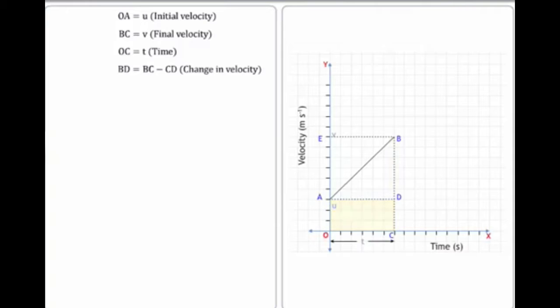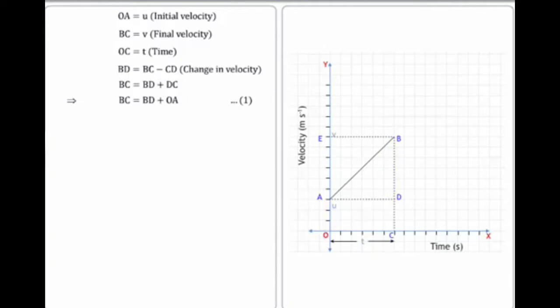OADC being a rectangle, OC is equal to AD, and hence AD also represents the time t. BC is equal to BD plus DC, which is equal to BD plus OA.